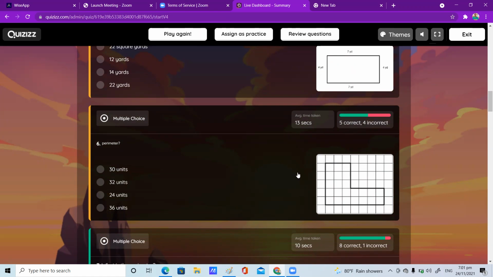Next, 36 units. Perimeter means 1, 2, 3. Ma'am, I have a doubt here. It should be 36 units, right? But it is showing 24 units. No, see, Ritvik, you have to count even the corners. I think you're counting each cube or something. No, you have to count every side which is there.